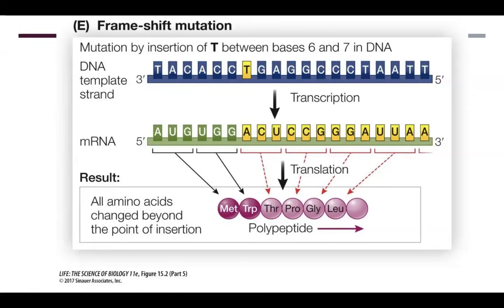It just creates the complementary strand to that template strand, and then that mRNA is used to make proteins. So that's why the mutation is in the DNA, and then the mRNA just copies whatever mutation was found in that DNA.